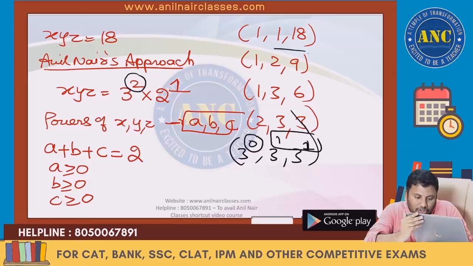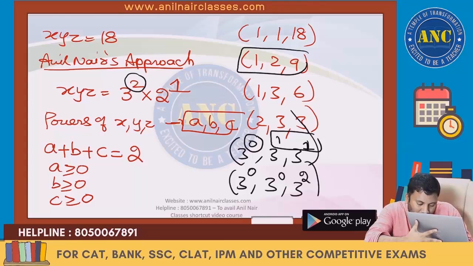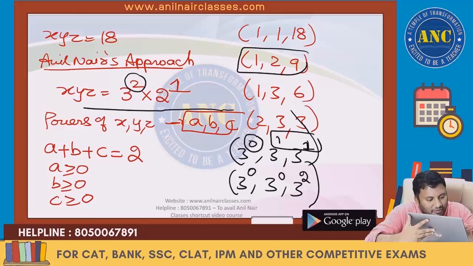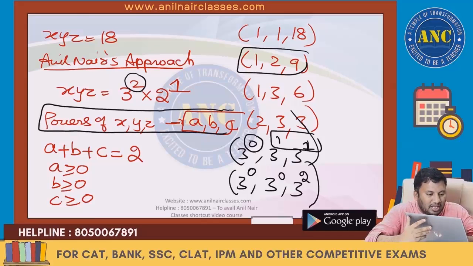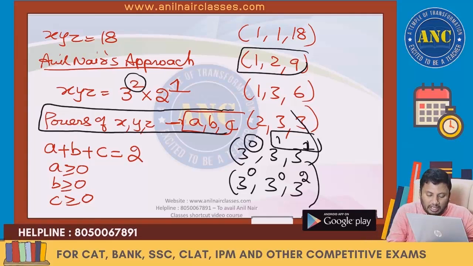Can a value take 0? Yes. Suppose you see this, 1, 2, 9. This is 3 power 0, only first arranging the powers of 3. 9 is nothing but 3 square. Are you all with me? If the powers of x, y, z are a, b, c, the power sum should be equivalent to 2. Yes or no? 0 plus 1 plus 1 is 2. 0 plus 0 plus 2 is 2.